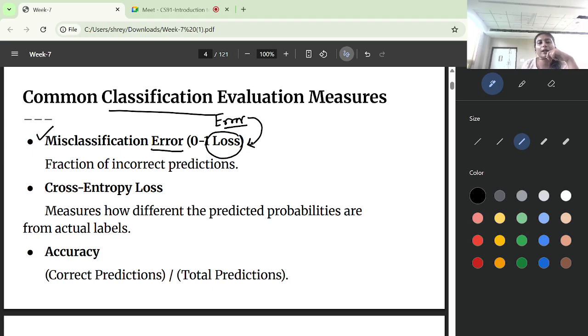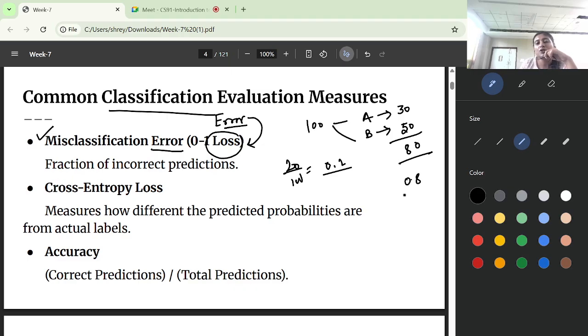It means the fraction of incorrect predictions. Let's say you have 100 samples of classes A and B, and I want to find how many samples are incorrectly classified. The number of samples of A correctly classified is, let's say, 30. The number of samples of B correctly classified is, say, 50. So the total number of correct samples is 80, and misclassified samples are 20 out of 100, so it will be 0.2. In the opposite sense, we can say 0.8 is correctly classified. So 0.8 is accuracy and 0.2 is misclassification error.